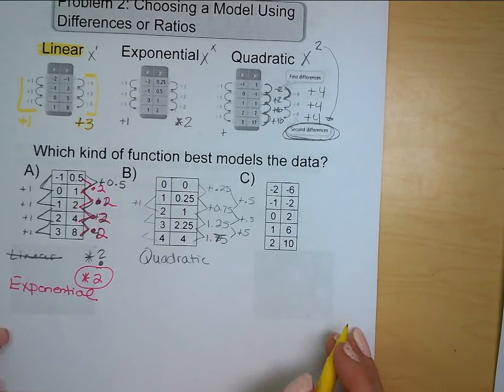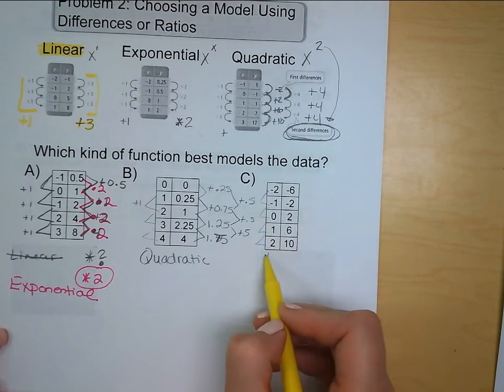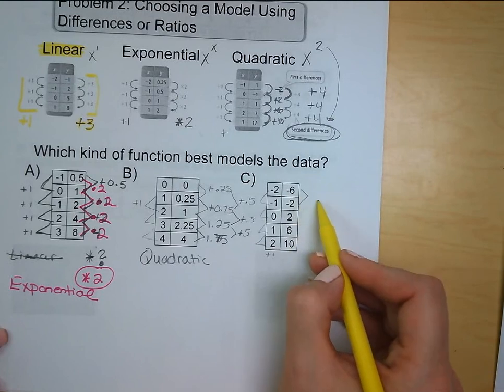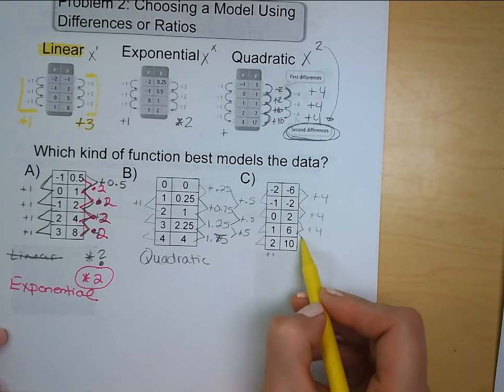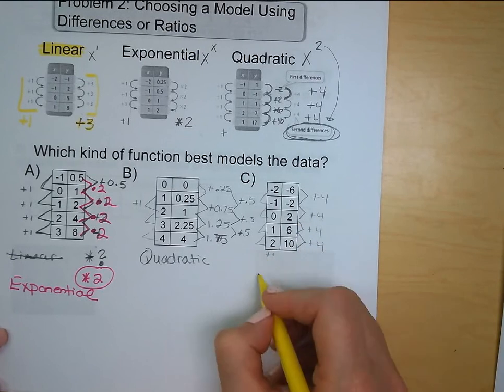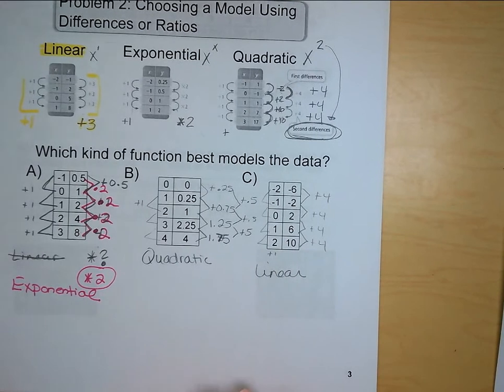Our third problem, again, we are adding 1 every single time on our x-axis. On our y-axis, we are adding 4. We're adding 4. We're adding 4. And we are adding 4. So we have a linear relationship. Our first difference is common.